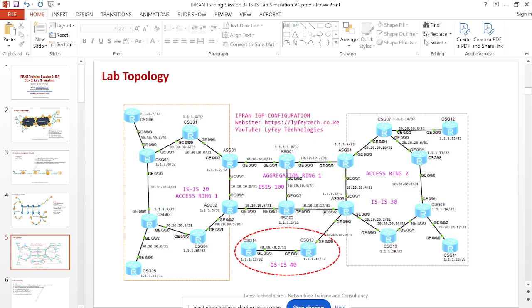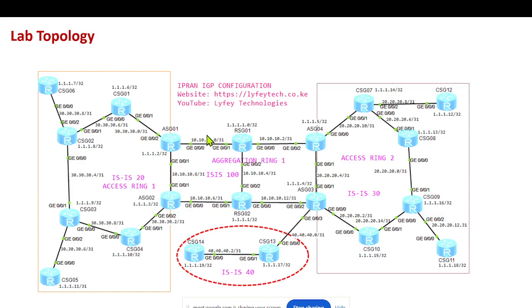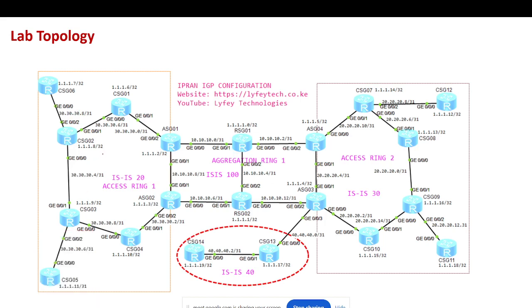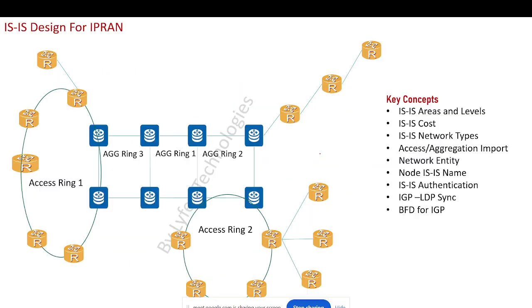Okay, so I mentioned that today our focus is on the lab configuration, and this is the topology that we are using. So from this topology, you can see that we have different access rings. We have access ring 1, and we also have access ring 2. And then we have the aggregation ring. So the aggregation ring will be comprising of the ASGs and the RSGs.